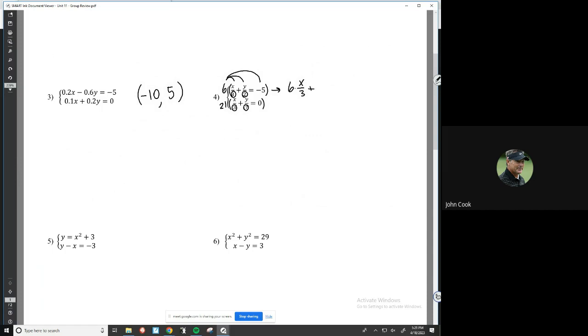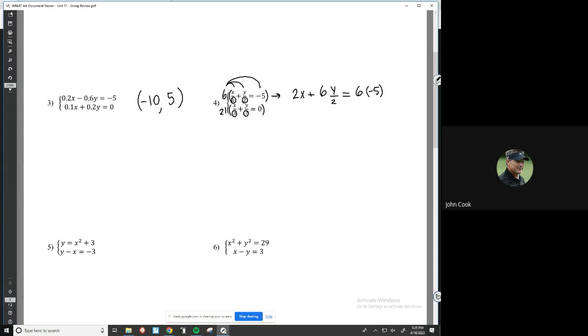And then 6 also gets distributed into the y over 2. And then 6 also gets distributed into the negative 5 over there. All right, so let's see how that ends up simplifying. So 6 times x over 3 is the same thing as saying 6x over 3. And the 6 and the 3 are both divisible by 3. So what is 6 divided by 3 going to give you? It's going to give you 2 overall. So that reduces down to 2x.